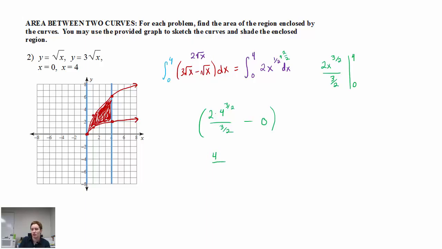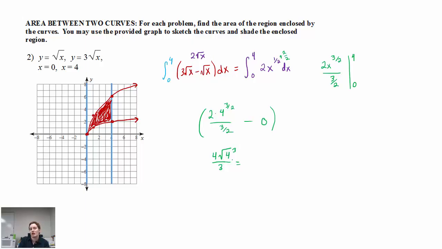So that gives us 4/3 because of the 2 that's already on top. And when I do 4 to the 3/2, what I'm really doing is the square root of 4 cubed. And it doesn't matter whether you square root it or cube it first. We're just going to have to do both of those things. Again, if you're plugging in the calculator, it doesn't really matter.